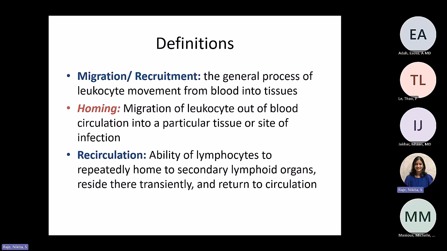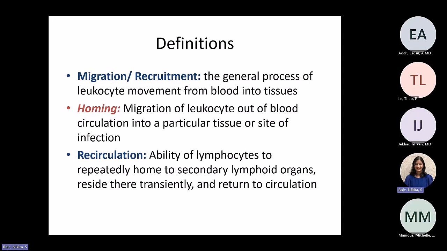Few definitions as we go along. So you'll hear these words, migration or recruitment, and they pretty much mean the same thing. It describes the general process of leukocyte movement from blood into the tissues. There's also a term called homing, and the migration of leukocytes out of the blood circulation and into a particular tissue or site of infection is called homing. So you'll hear the description as being the neutrophils homing to the gut, or any particular tissue that needs that attention.